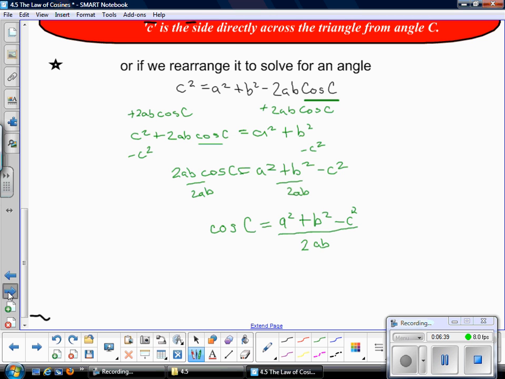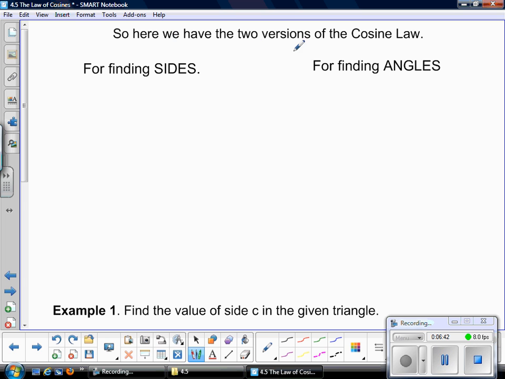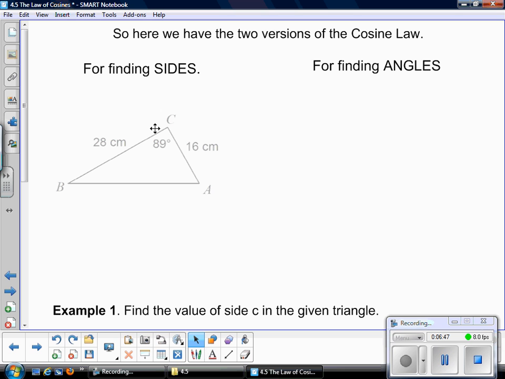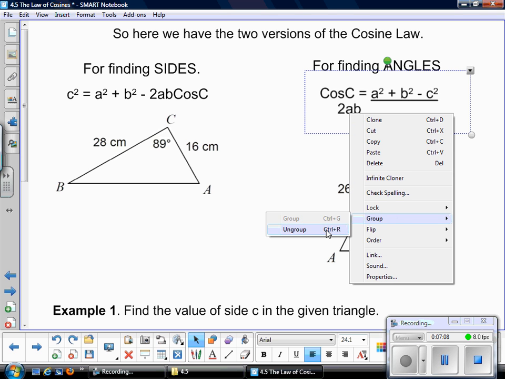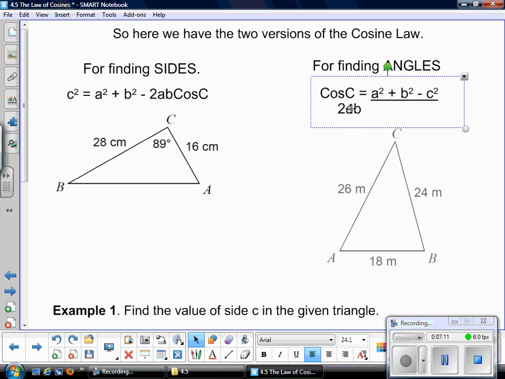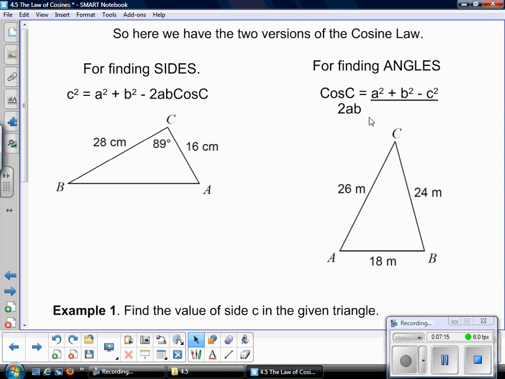All right, so on the other side, here we have two versions of the cosine law. One for sides, and one for angles. For the sides, it's c squared equals a squared plus b squared minus 2ab cos of c. Or if I have all three sides, cos of c equals, and if you notice my 2ab got moved away from us, so it should be underneath these other three from the top.